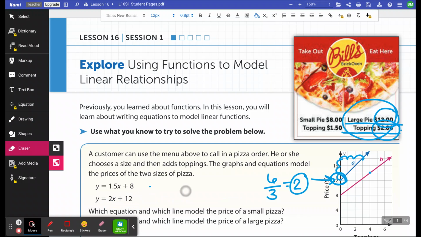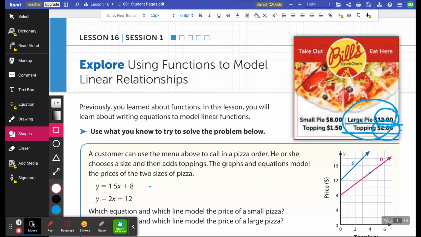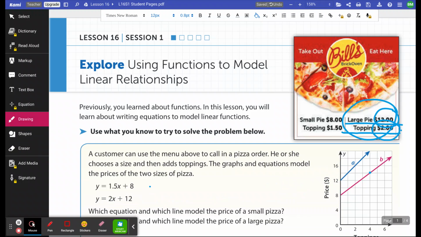All right, so I'm going to clean this up. And what I'd like you to have in your books is I would like you to label each of the equations and each of the lines.